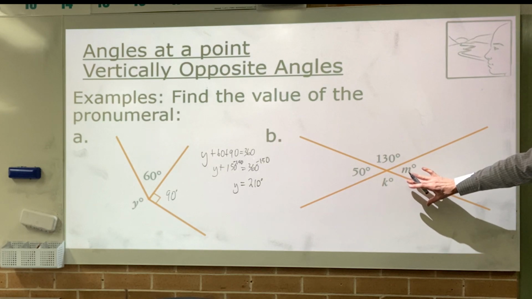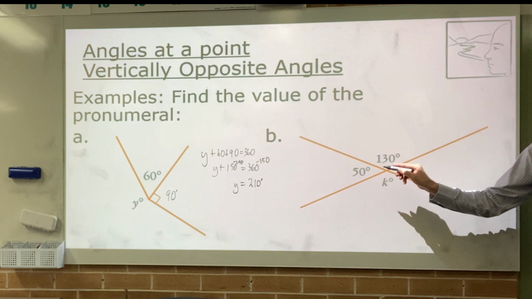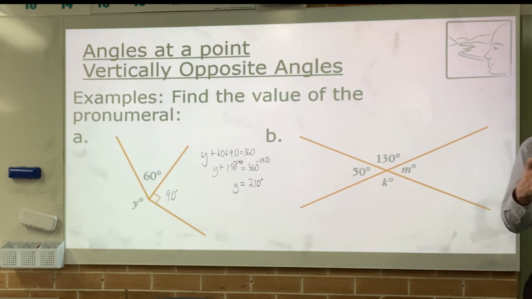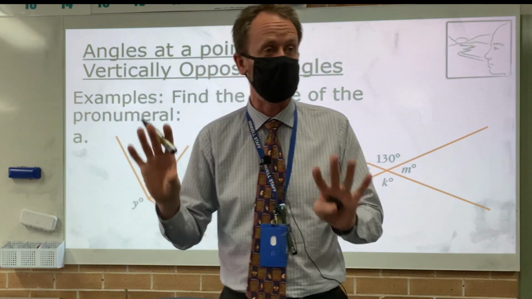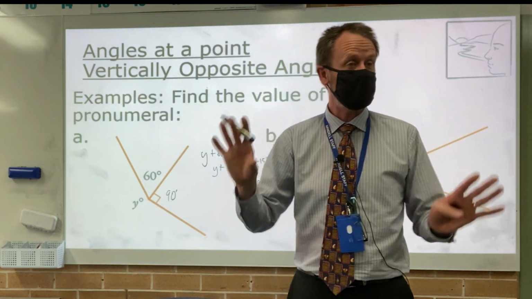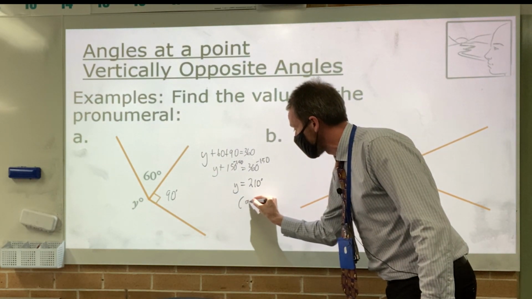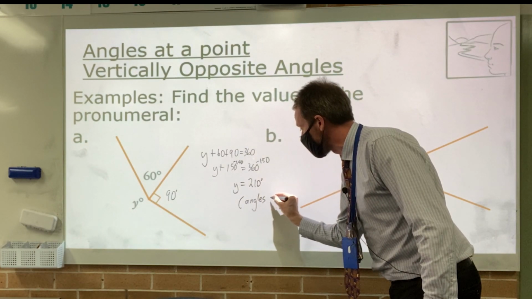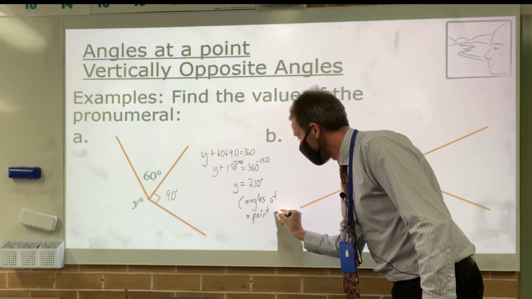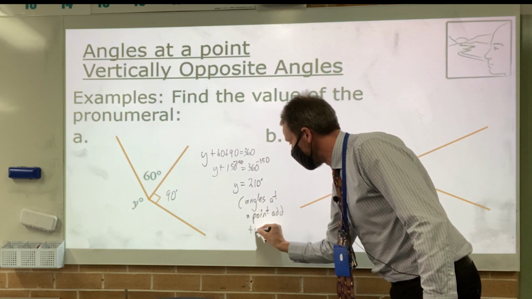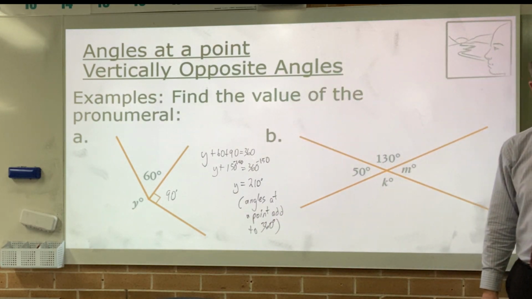The second question asks me to find the value of the pronumeral. These two are vertically opposite. These two are vertically opposite. Now, as you go forward in maths, they don't want you just to give the number. I've been telling you for a long time you need to show working. Now we also need to give reasons. So if I come back to this one, in brackets, you actually need to write angles at a point add to 360 degrees.